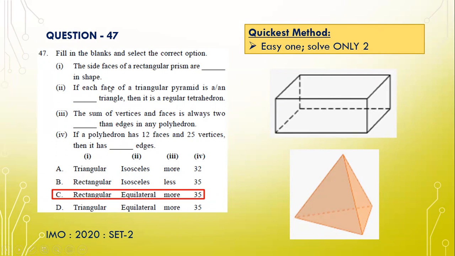And if each face of a triangular pyramid is an equilateral triangle, then it is a regular tetrahedron. What is a regular tetrahedron? It means that all the faces are the same. They are all the same shape and same size, and it is only possible when the triangle is equilateral. All the edges, all the sides are of the same length. When it's an equilateral triangle, it will form a regular tetrahedron or a regular pyramid.